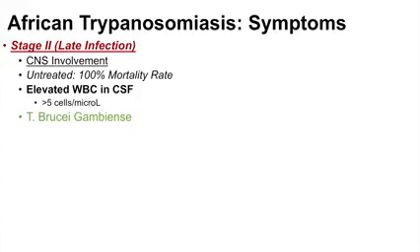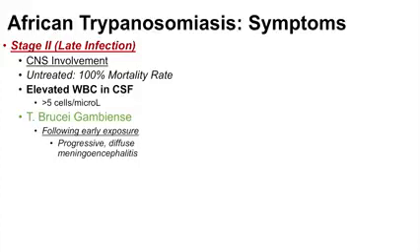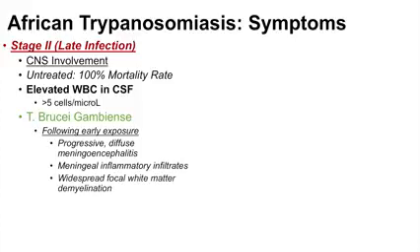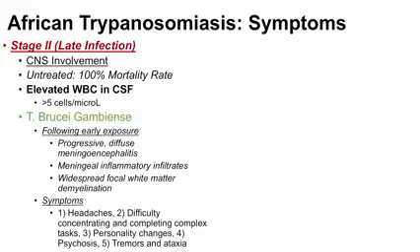With an infection of Trypanosoma brucei gambiense, for stage 2 infection, during an earlier exposure, it can lead to progressive diffuse meningoencephalitis. It can lead to meningeal inflammatory infiltrates, and it can lead to widespread focal white matter demyelination. And with all of those effects, some of the symptoms involved due to an infection with Trypanosoma brucei gambiense include headaches, difficulty concentrating, completing complex tasks, personality changes, psychosis, and tremors and ataxia.